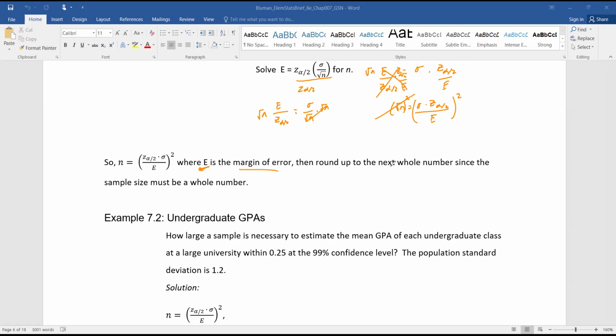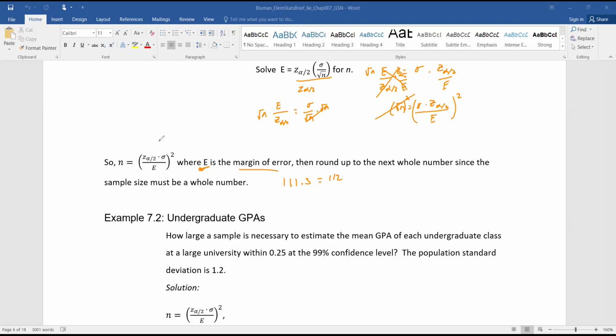Then we're going to round up to the next whole number since the sample size must be a whole number. So if you get like, let's do 111.3 or something like that, that would be 112. You can have part of a person, but you do need that part of a person to give you a good sample size. So always round up.